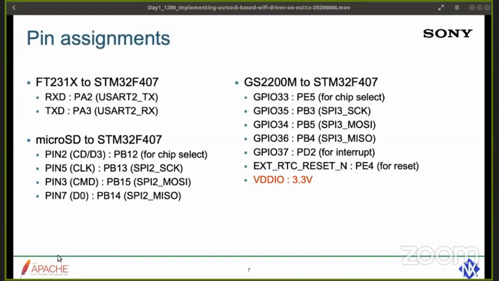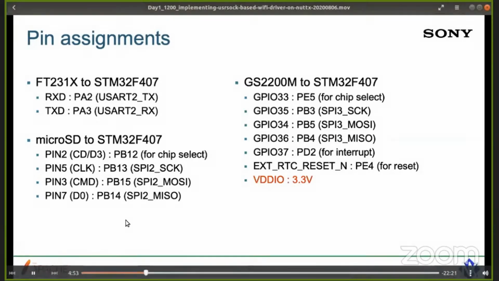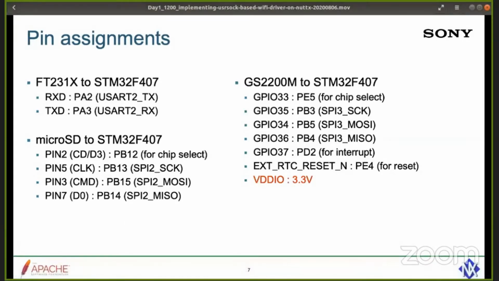These are pin assignments for the STM32 board. With Spresense, VDD-IO was 1.8. However, I decided to use 3.3 for VDD-IO because this Wi-Fi module supports 3.3, and I don't care about the power consumption with this board. If you are interested in these configurations, please check the latest upstream code.